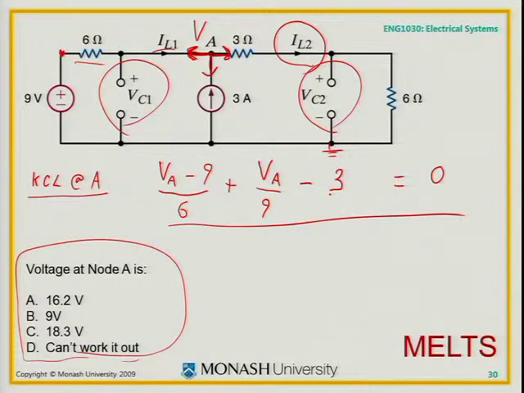Multiply through by 18, or do whatever you want to solve it, and you'll get that VA is 16.2 volts. VA is 16.2 volts, and most of you were able to get that.